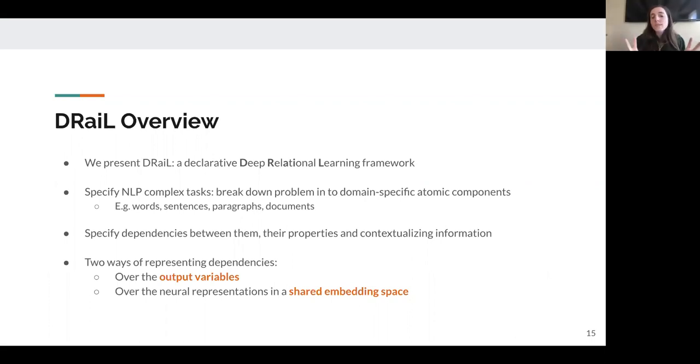And we're going to have two ways of representing the dependencies: over the output variables in a symbolic way, and over the neural representations by having what we call a shared embedding space. Basically, some of the parameters are going to be shared so that different tasks shape that representation.